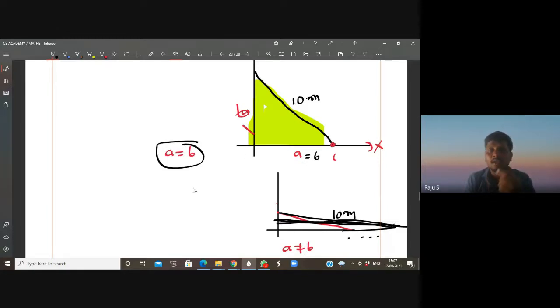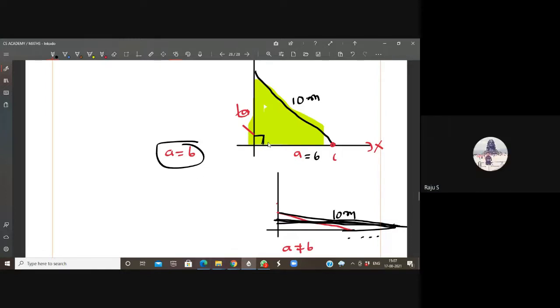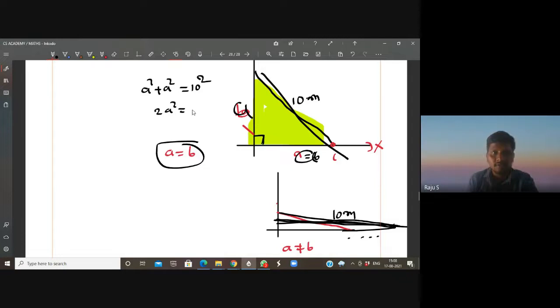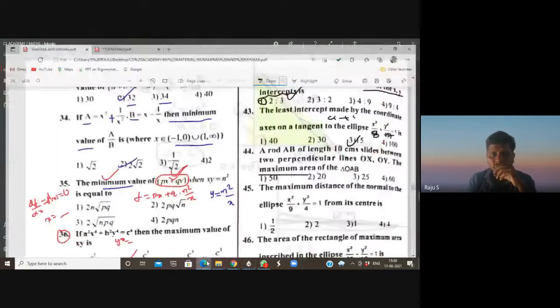So from this, it is clearly a right angle triangle. Shall I take A is equal to B? This is also A, this is also A. So A square plus A square is equal to, this is the hypotenuse, with the help of the right angle triangle. So 2A square is equal to 10 square. So A square is equal to 50, A is equal to 5 root 2. 5 root 2, right? But what is the question?